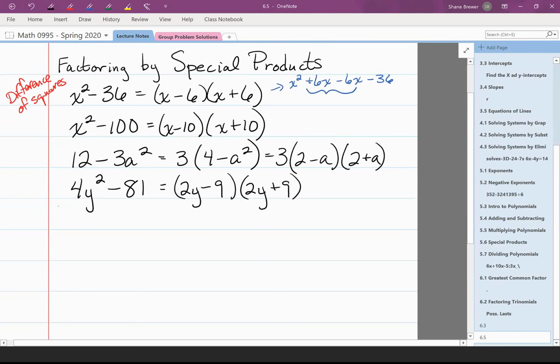Okay, so those are some factoring by special products. All right, and the special pattern we're looking for is a difference of squares.